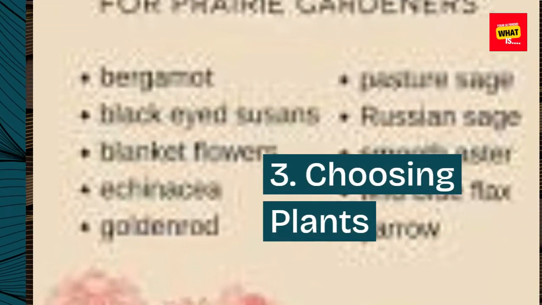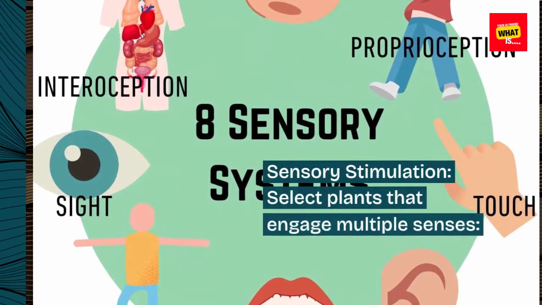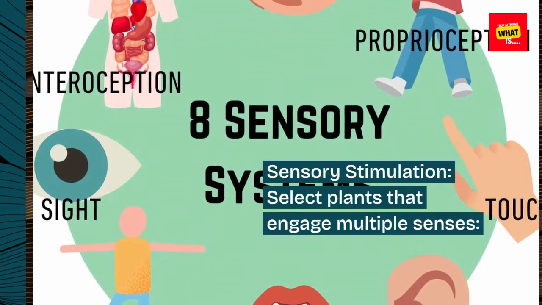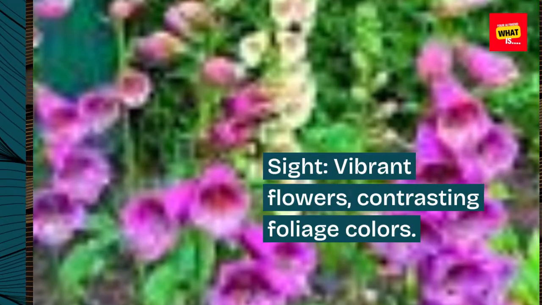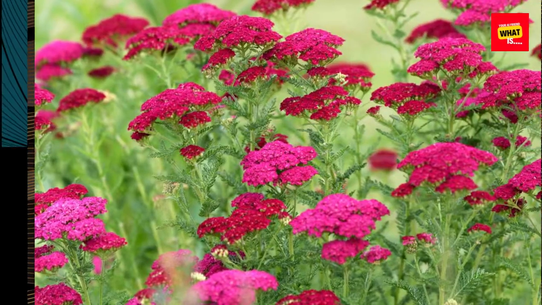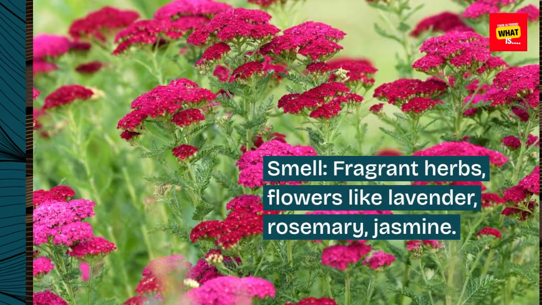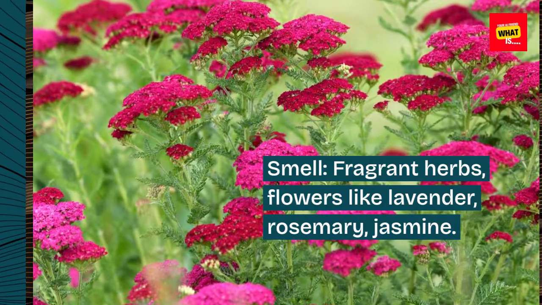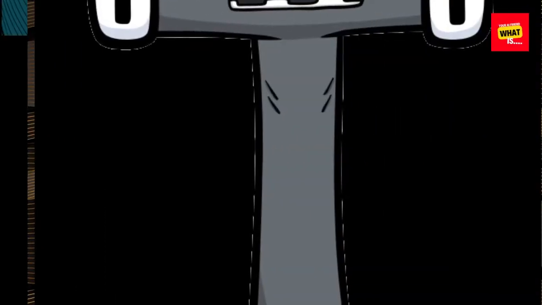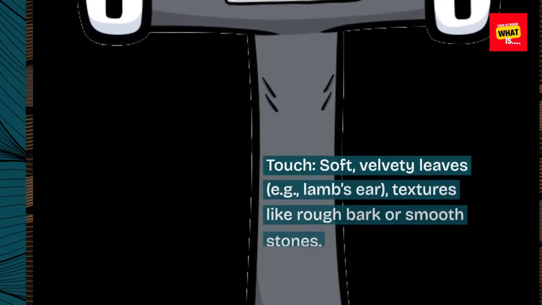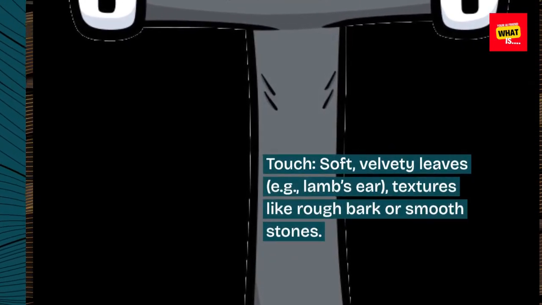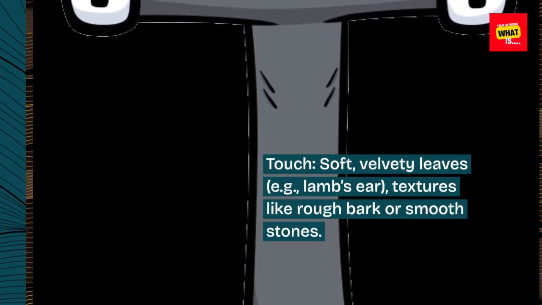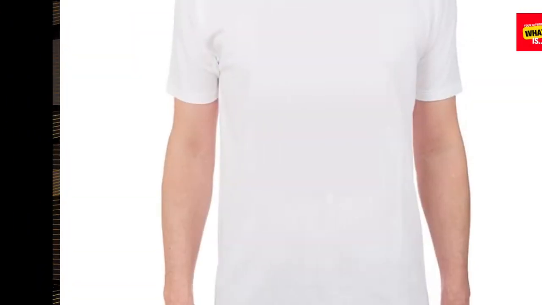3. Choosing plants. Sensory stimulation. Select plants that engage multiple senses. Sight. Vibrant flowers, contrasting foliage colors. Smell. Fragrant herbs, flowers like lavender, rosemary, jasmine. Touch. Soft, velvety leaves, e.g., lamb's ear, textures like rough bark or smooth stones.